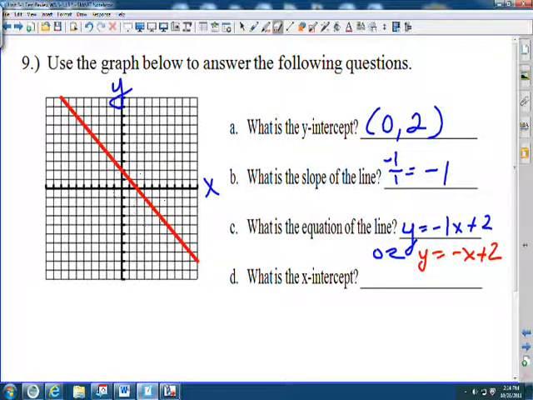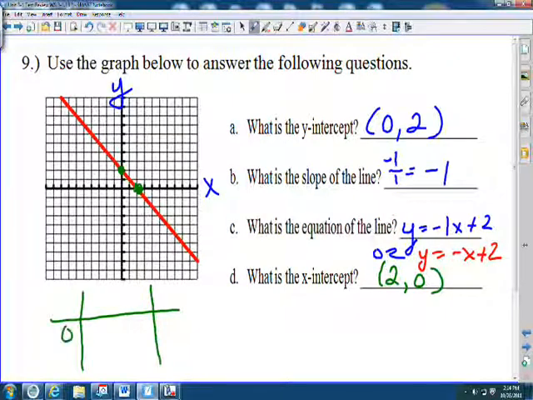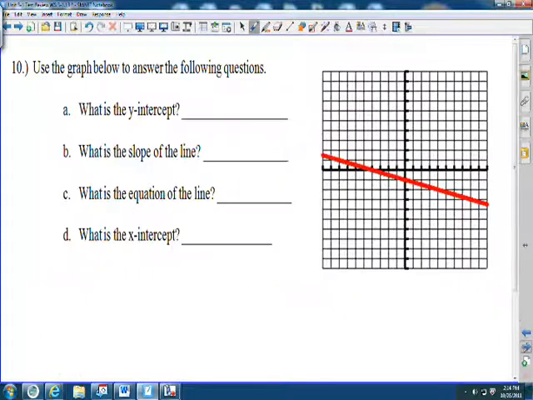Now, it also asks you what is the x-intercept. This is the x-axis. It stops here. It's at 2, 0. Now, if you would have seen your x and y-intercept, you could have gone in your table 0, 2 and 2, 0 and done delta y over delta x, and you could have found your slope that way. That's just another way you could do this. Here's another one. Pause the video and see how you do.